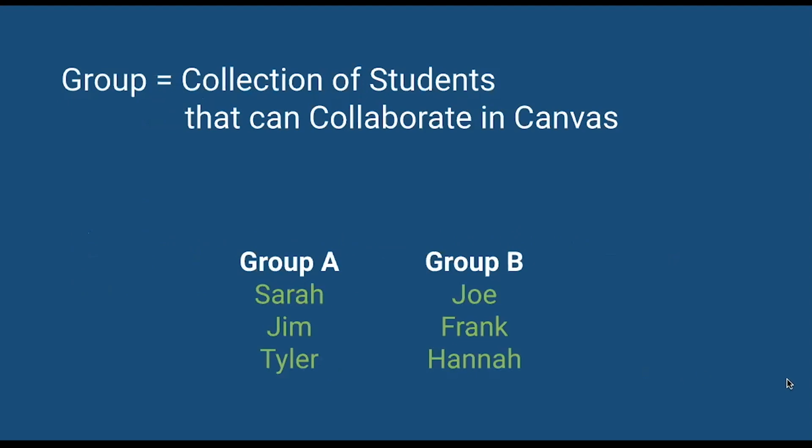In Canvas, a group is a collection of students that can collaborate on assignments, discussions, and more. In this example, Group A consists of students Sarah, Jim, and Tyler. Group B consists of Joe, Frank, and Hannah. As the instructor, I can set up an assignment such that students submit in groups. Group A submits one paper, Group B submits another.